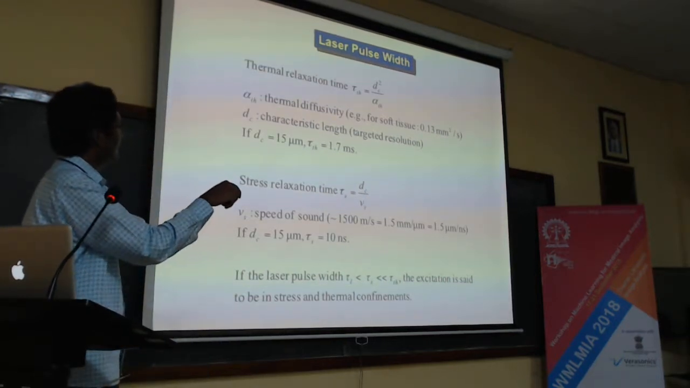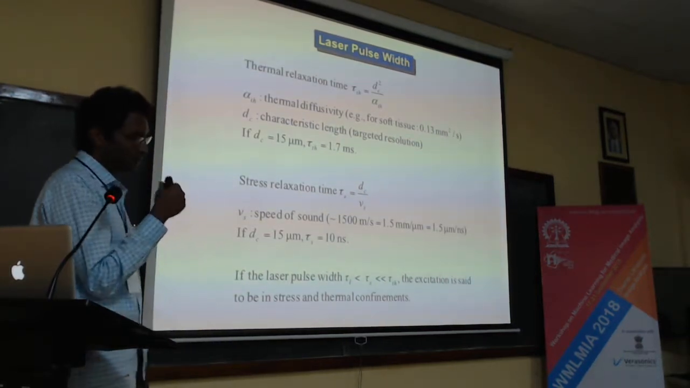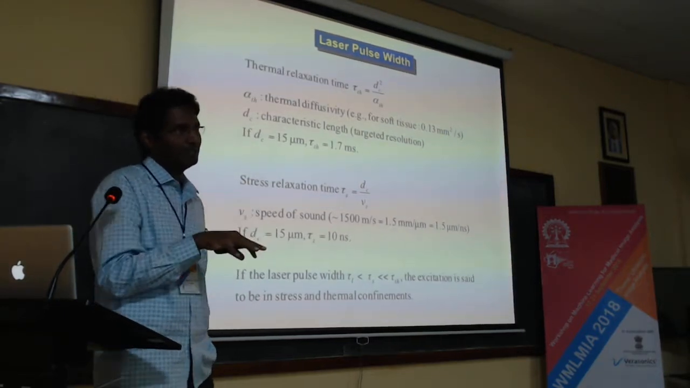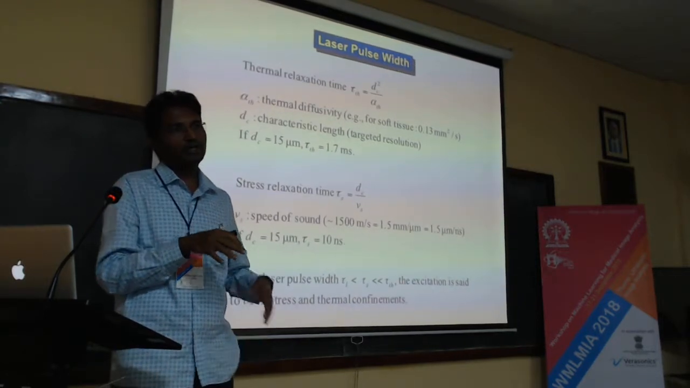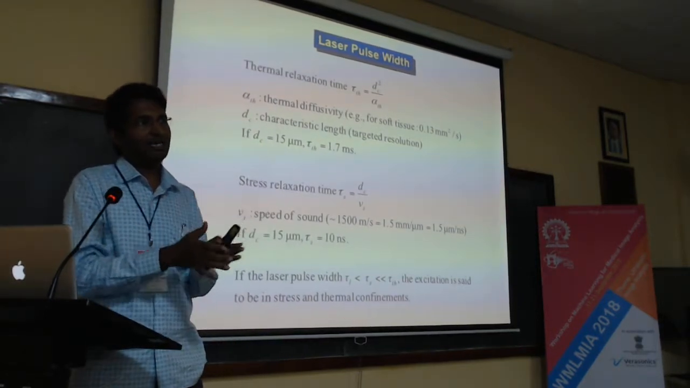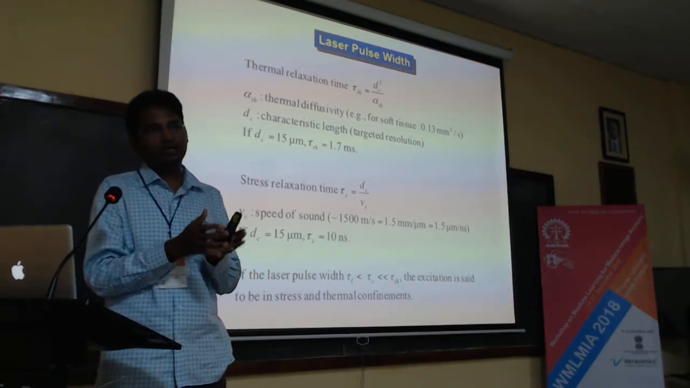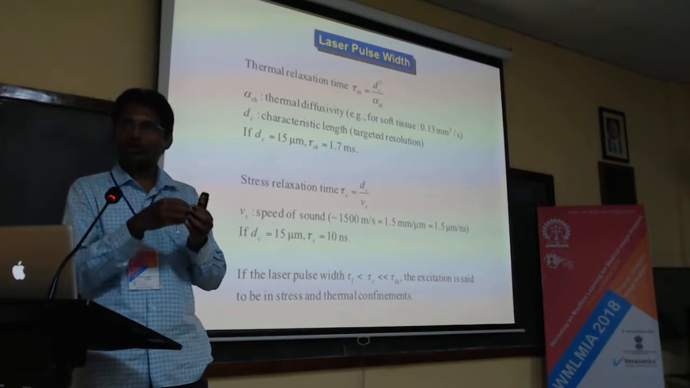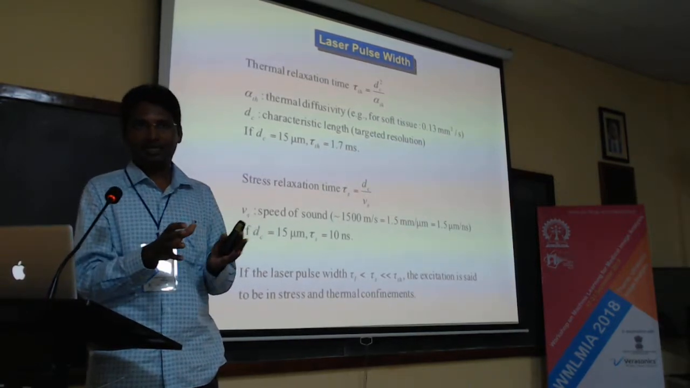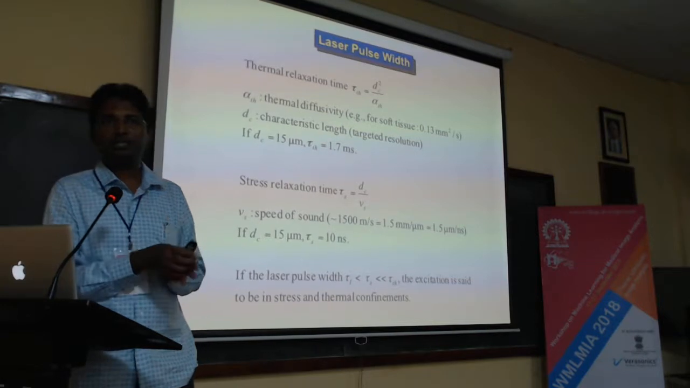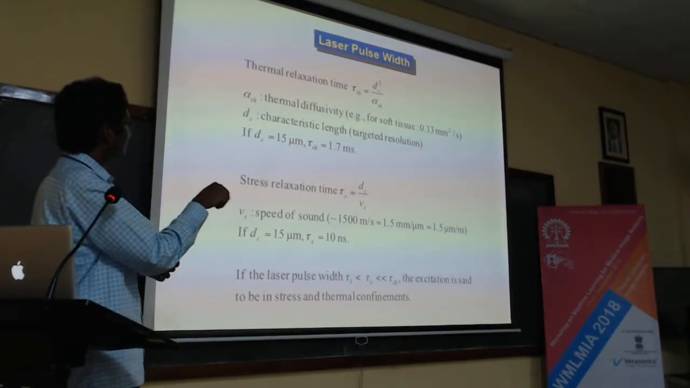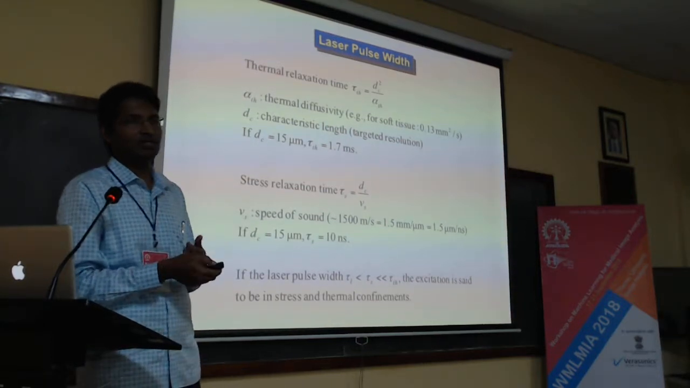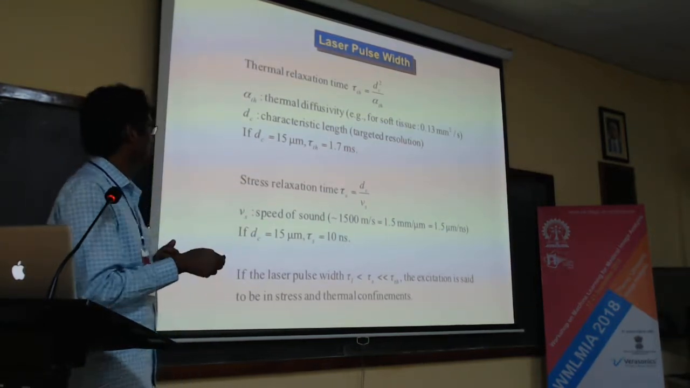So now again, there's something called thermal relaxation time. For soft tissue there is a thermal diffusivity. That means not everything is going to stay at the same place. One assumption we are making is the source is highly localized. But in reality, the temperature rise is going to transmit among the tissues. So there is a diffusivity that is going to happen for the temperature as well. That is called thermal diffusivity. For soft tissue, it is roughly 0.13 millimeters per second.